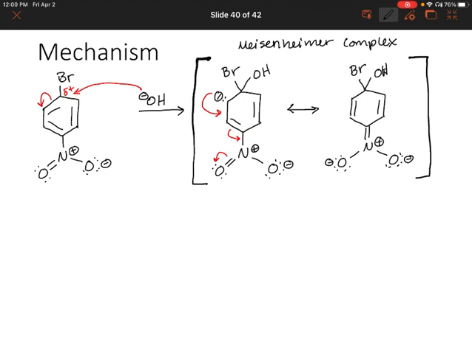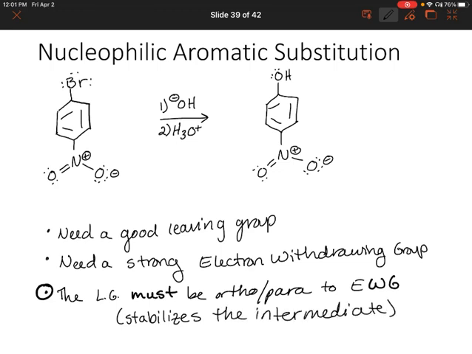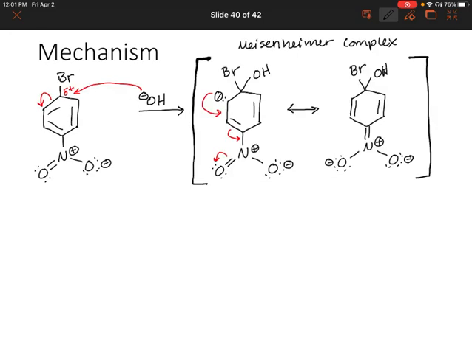So if we go back, remember the leaving group must be ortho or para to the electron withdrawing group. And that's due to the intermediate. So that positioning stabilizes the intermediate. So again, if that nitro group was in the meta position, we wouldn't see a reaction because the intermediate wouldn't be stable.